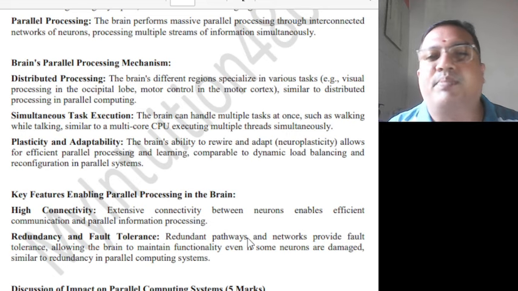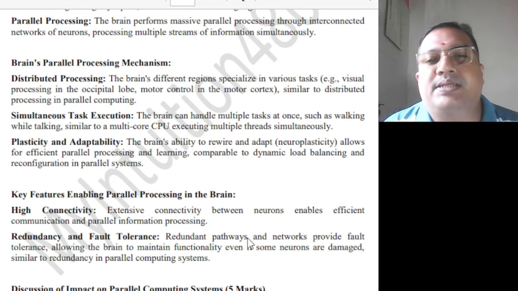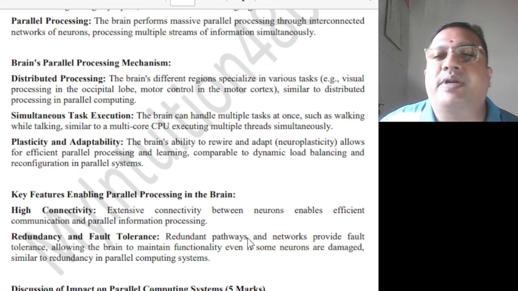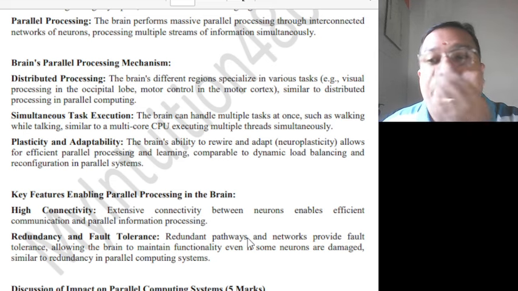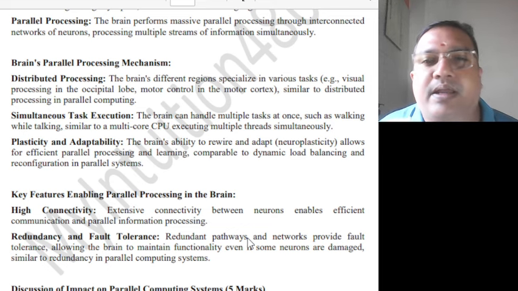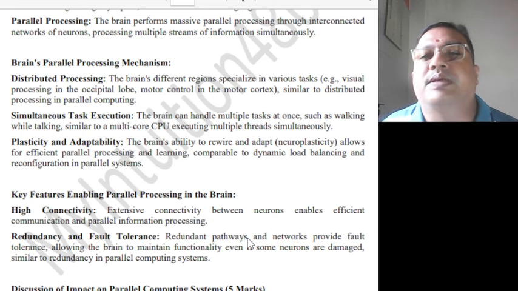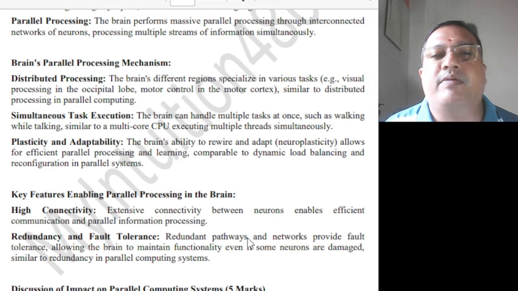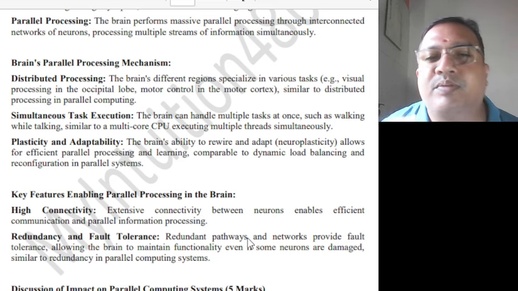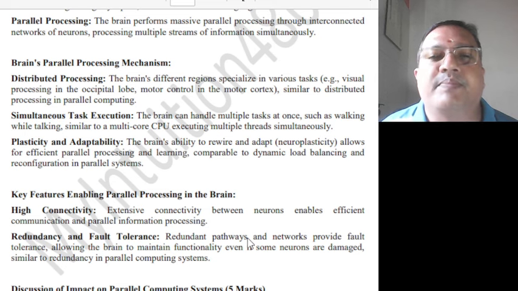Okay, so the brain's parallel processing mechanism is also compared and kept here. Distributed processing, simultaneous task execution, plasticity and adaptability. The brain's different regions are specialized in various tasks. Example, the visual processing in the occipital lobe, the motor control in the motor cortex. These are examples which are similar to the distributed processing in parallel computing. So what is parallel computing? That a computer science student should know, and how it is connected to the brain's tasks is compared here.